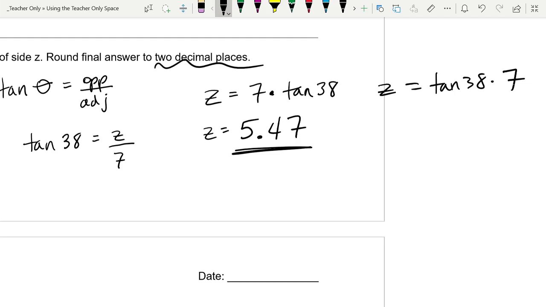Don't forget, those of you with a fancy calculator, if you typed it in this way, your calculator opens a bracket for you. Close it before you times the 7. Okay? All right. That is all there is to this tangent stuff.